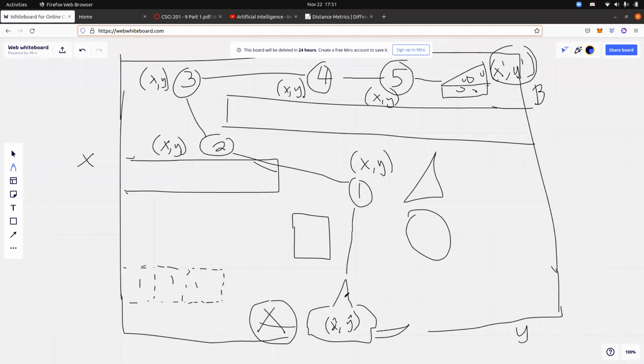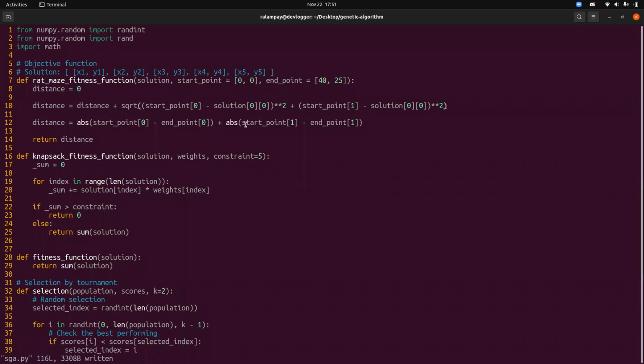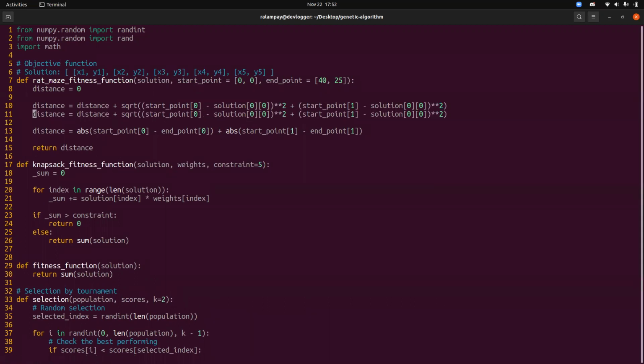Okay, it's like saying we're getting the distance from this one to this one. Okay, makes sense? Okay, so that's this part. And then we can simply iterate through each pair of coordinates. In fact, you can manually do this, right? So instead of the start point, you now have the solution. The first coordinate of the solution to the first coordinate of the next step of the solution. Okay, same goes for this one.